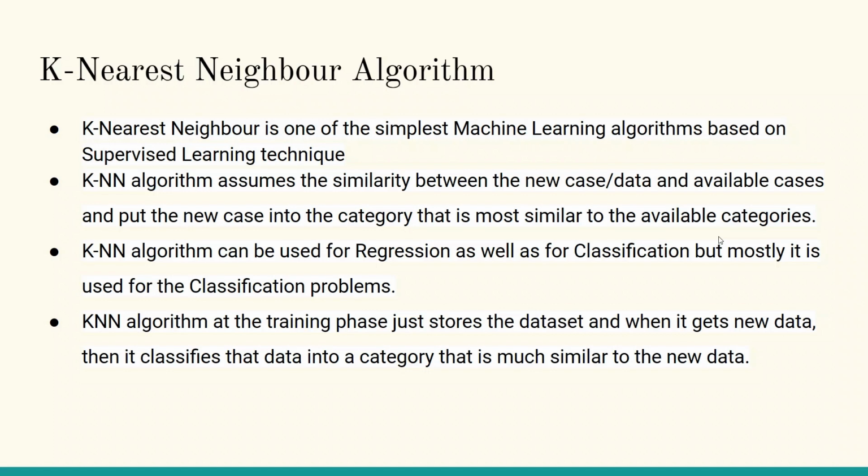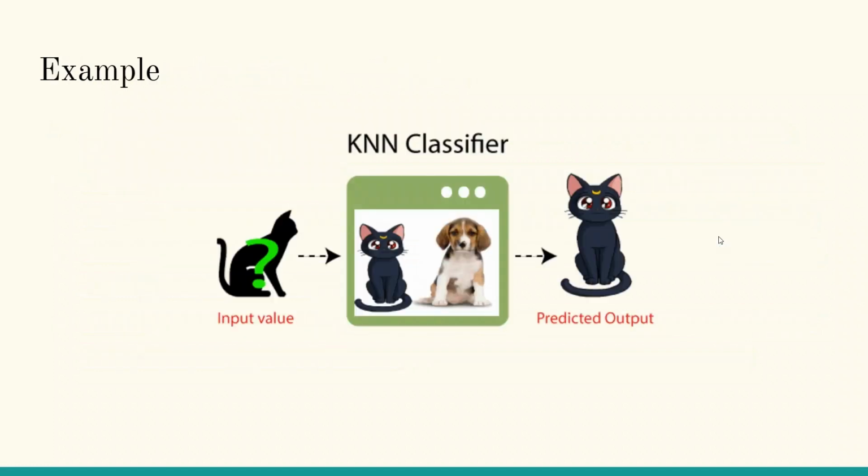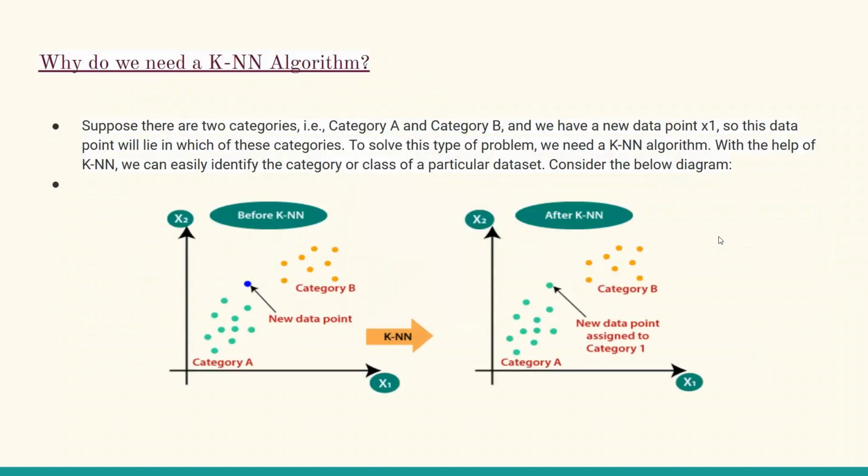KNN algorithm can be used for regression as well as for classification, but mostly it is used for classification problems. KNN algorithm at the training phase just stores the data set, and when it gets new data, then it classifies that data into a category that is much similar to the new data. See the diagram. Here we have the input value and the KNN classifier will predict the output.